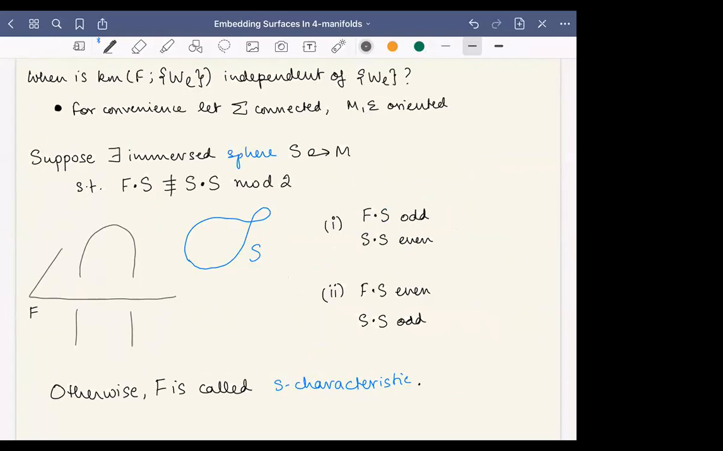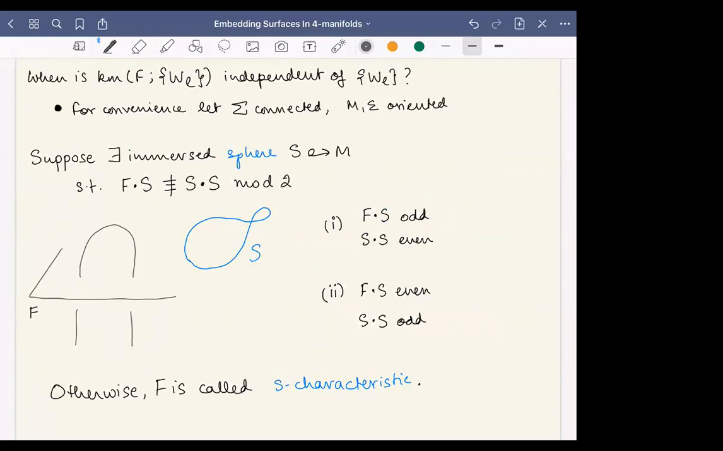So I want to talk about this independence of the Kervaire-Milnor invariant from the Whitney disks. For now, just for convenience, let's assume everything is oriented and connected. That will make our lives a bit easier. Here's a situation where it's not well-defined. I'm going to change the Whitney disk so that this Kervaire-Milnor count will change.